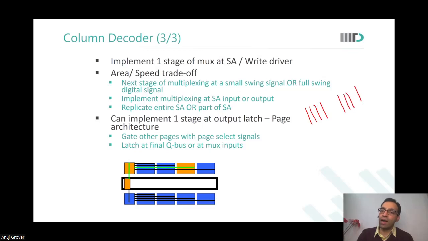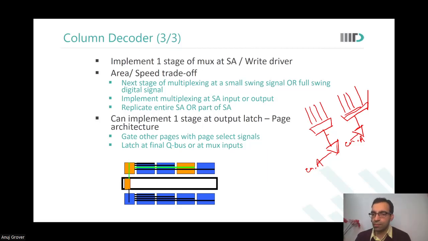What have I done? I have split mux 8 into a hierarchical multiplexing. Mux 4 first, and then sense amplifiers. And the sense amplifier in itself, the enable, is already multiplexed with the address. Okay.